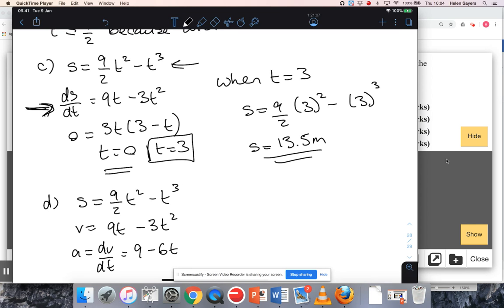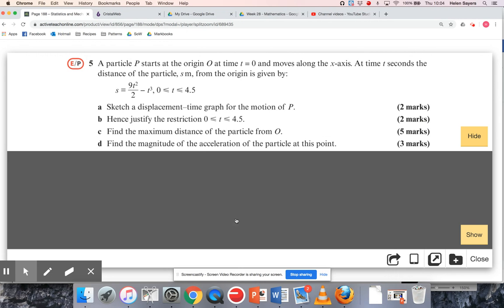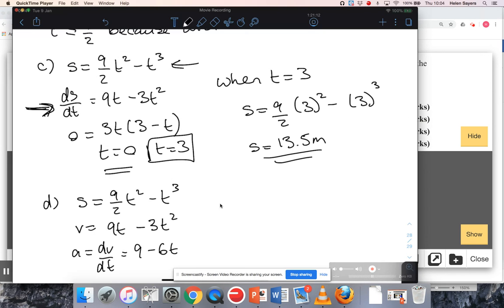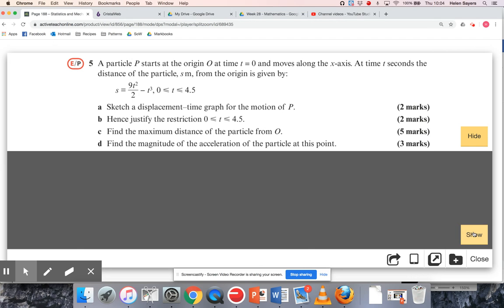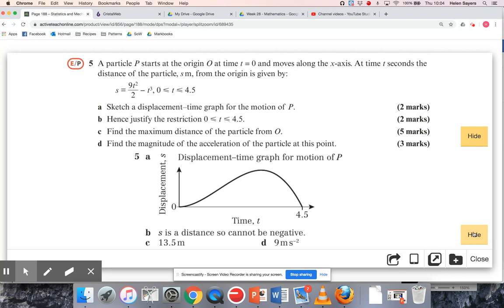Okay, and is that all they wanted? Yeah, so find the magnitude of the acceleration of the particle at this point. Okay, so at this point is when t is 3. So when t is 3, it's 9 minus 6 times 3. So that's going to give me minus 9. And the significance of saying the magnitude is we don't care about the negative, we just want the size of it. So that's 9. And let's just check those answers. Job done.